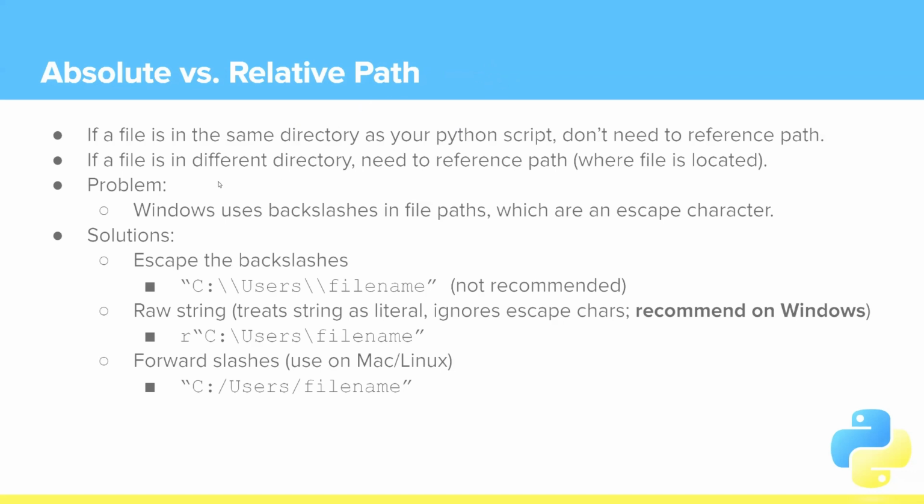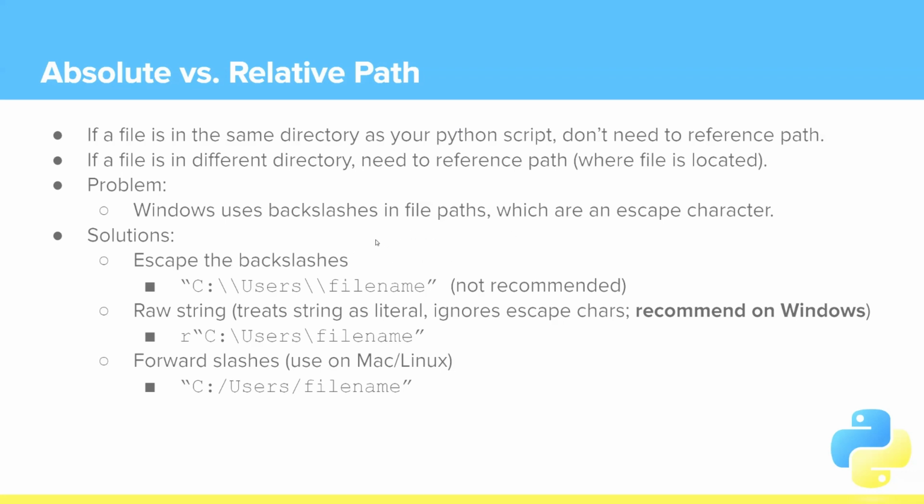So the problem is that Windows uses backslashes, and we'll look at an example of this here in a minute in PyCharm. Windows uses backslashes, which Python views in strings as escape characters. So that can mess up our path, and Python can run into errors because it won't interpret those as part of the file path. It will interpret those as escape characters.